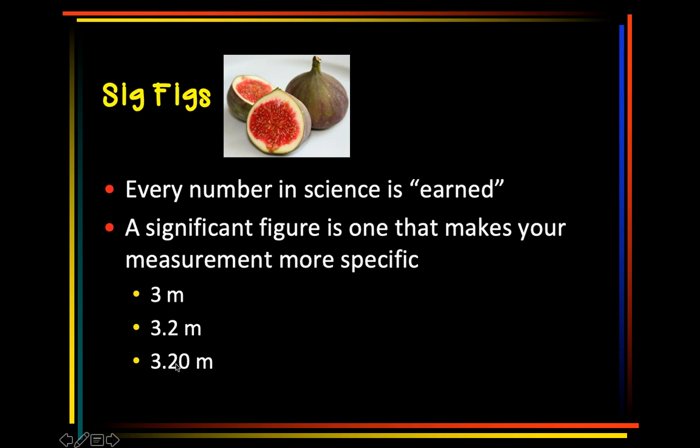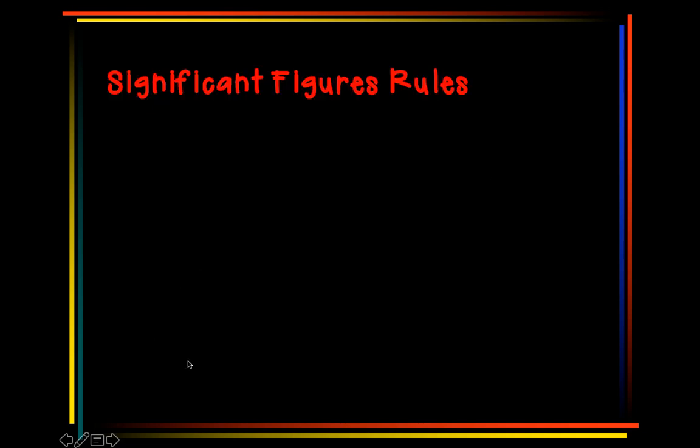Every measurement is more specific and has more significant figures. None of these is necessarily better than the other because it depends on what you're measuring. Sometimes I don't need to be very specific, and sometimes I do. So this is considered one significant figure. This is 1, 2 significant figures, and this is 1, 2, 3 significant figures.